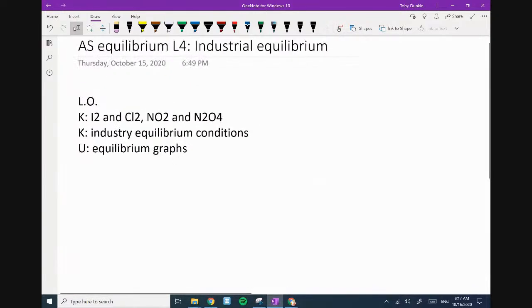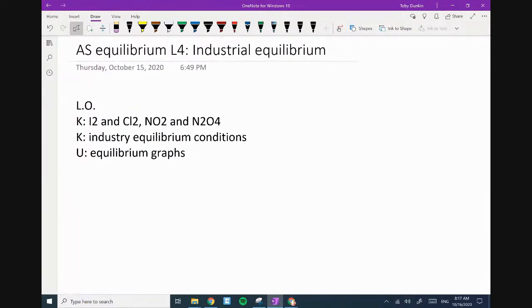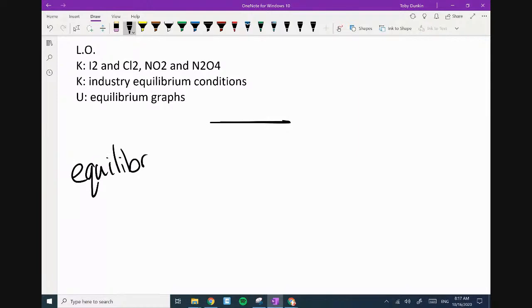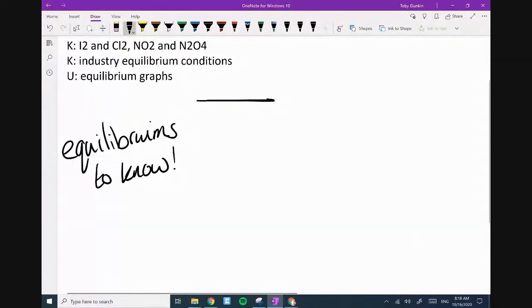Whatever. Okay, so what I want to do is go through just the industrial equilibriums and the equilibrium graphs that you're going to then come across. So the first thing I want to do is tackle 2 equilibriums that you need to specifically know about for EdExcel. The first one is iodine and chlorine. So these are the equilibriums to know, and in reality this includes the industrial ones as well. But as I said, certain equilibriums are done by EdExcel more than others.